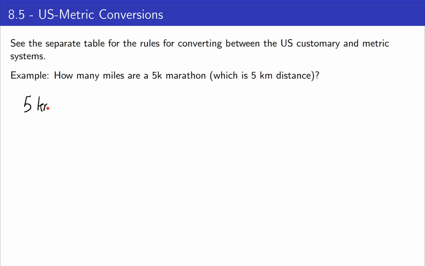Let's go back and multiply that out. 5 kilometers times, from the table, 0.62137. I'm going to put some units in here to be thorough. This is the number of miles in a kilometer. You'll notice that number is about 5/8, like I told you before. If I multiply this out, this comes out to approximately 3.11 miles. If you've ever heard of a 5K run, they say, oh, it's actually about 3.1 miles. That's exactly what's going on here.